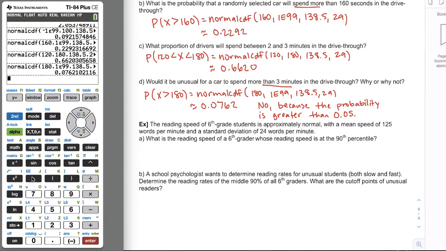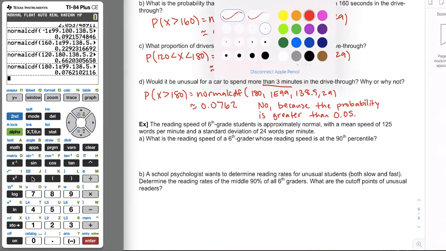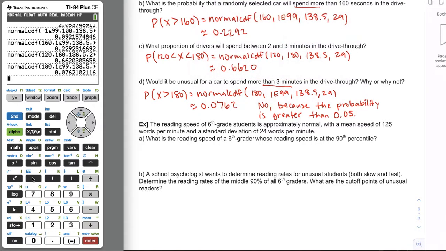The reading speed of 6th grade students is approximately normal, with a mean speed of 125 words per minute and a standard deviation of 24 words per minute. What is the reading speed of a 6th grader whose reading speed is at the 90th percentile? Okay, so just want to reiterate, some of you have the option of changing the tail area, left, center, right. Some of you don't. I'm going to write it down as if you don't, all right, just so that we can all use the same thing.